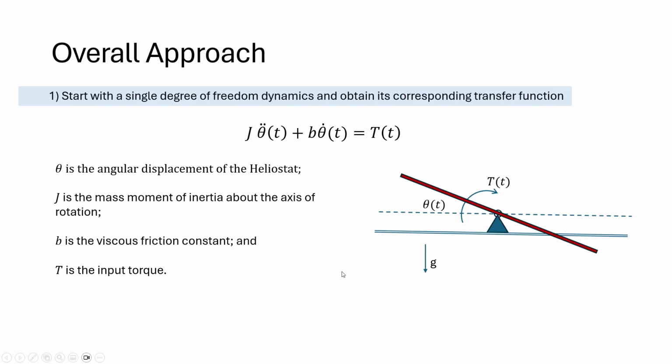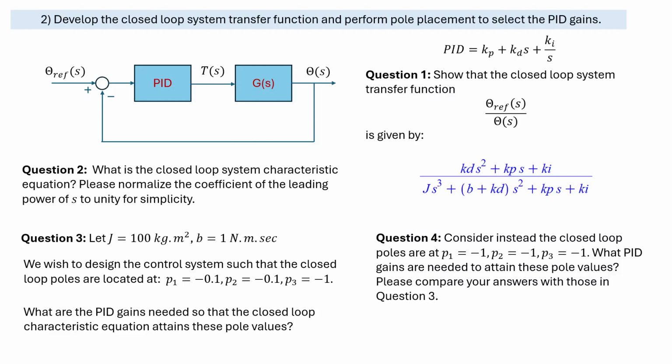Okay, to this end, we'll write down the transfer function of this dynamics between torque and angular displacement, which is in this form, right? We set initial conditions to 0. And now we have the open loop transfer function between torque and angular displacement. And then we can put that in the context of a PID controller as shown here on the top.